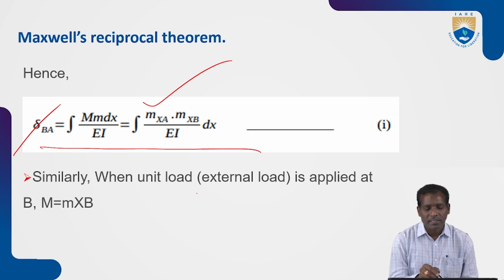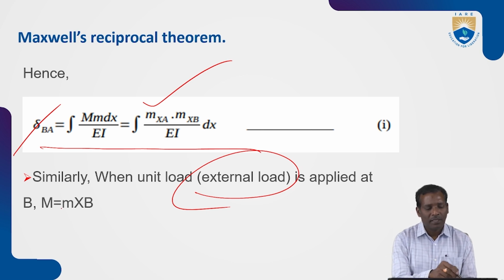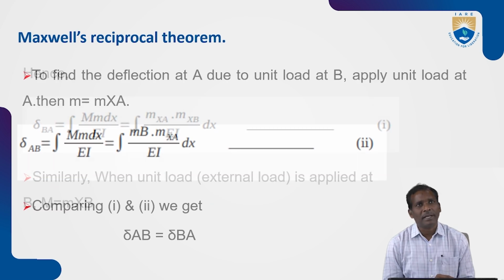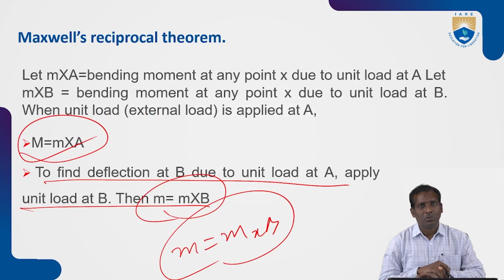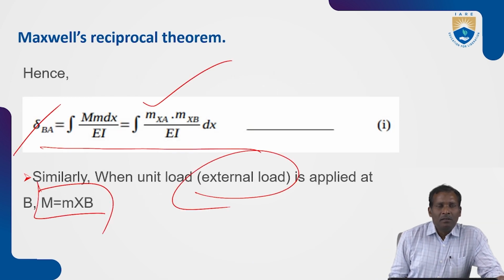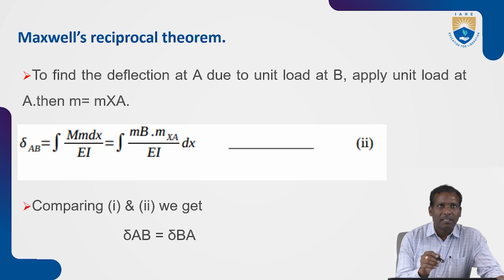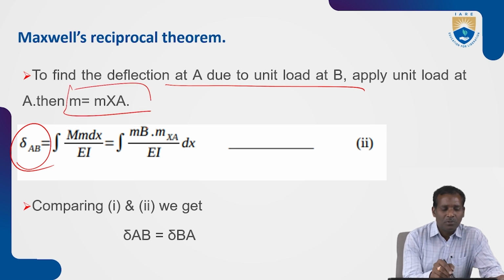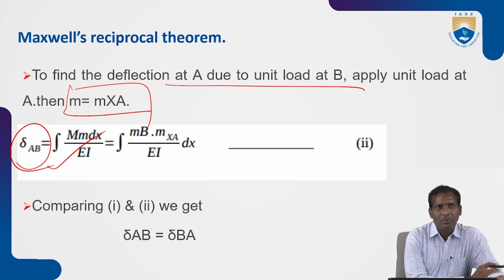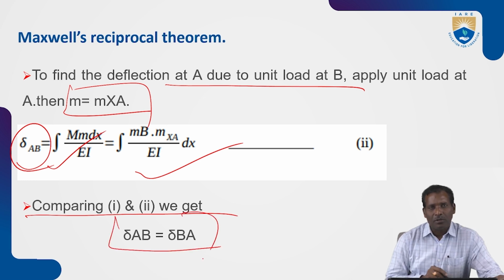Similarly, when the unit load, that is the external load, is applied at B, M is equal to m x b. So again you can write delta AB. To find the deflection at A due to unit load at B, apply unit load at A, and then small m is equal to m x a. So the integral of capital M into small m dx by EI is equal to m x b into m x a by EI dx. Comparing these two equations, we get delta AB is equal to delta BA.